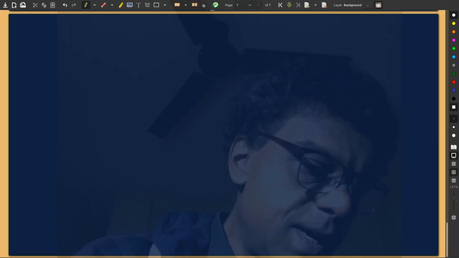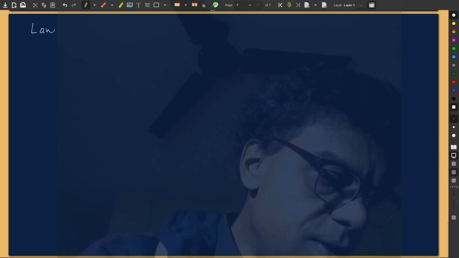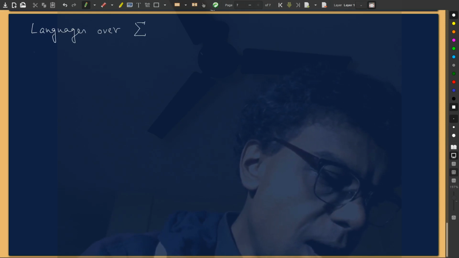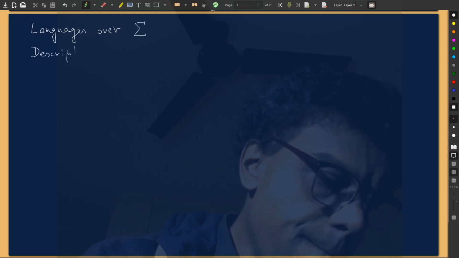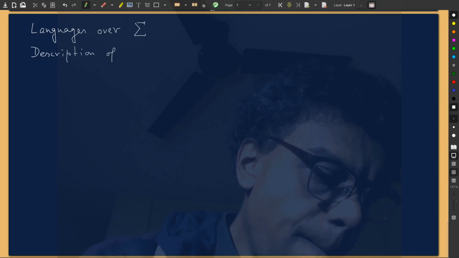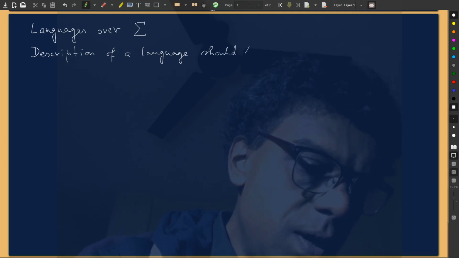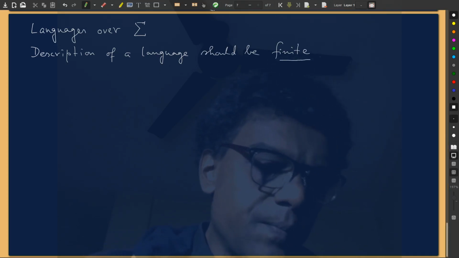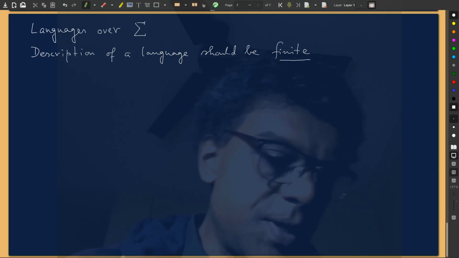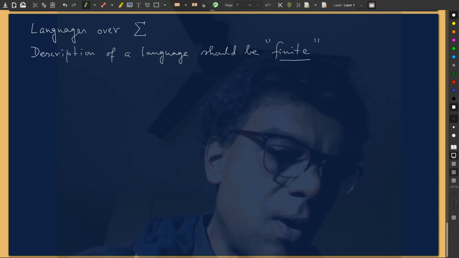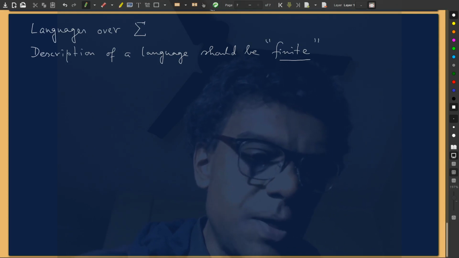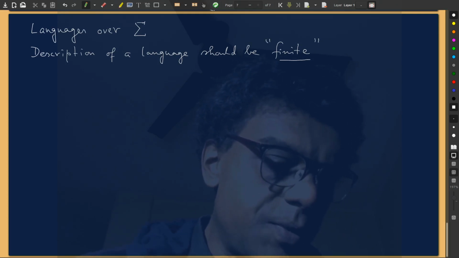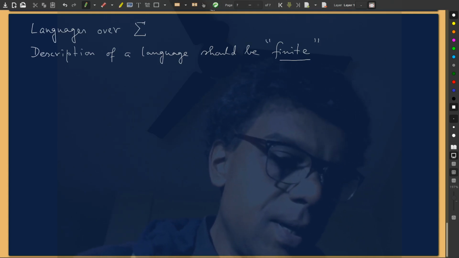What I want to highlight here is that we are talking about languages over some alphabet sigma. And the description of a language should be finite, in whatever fashion we use it: mathematical symbols, a machine, a grammar, an English language description, it should be finite. We cannot have an infinitely long description of a language. For example, exhaustive enumeration is not called a finite description for an infinite language. So it should be finite.